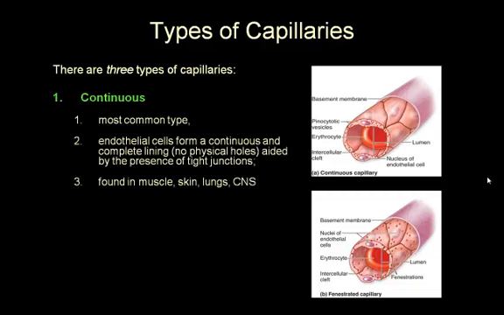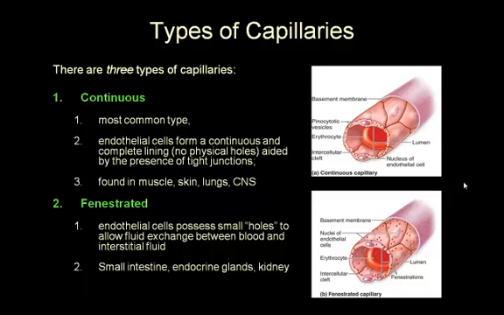Okay, if we look at the capillaries, there's actually 3 different types of capillaries. A little bit greater detail about the capillaries. There's a continuous capillary. These are the most common capillaries. The endothelial cells form a continuous and complete lining. So in essence, the pipe system is complete at this point. There are some tight junctions which allow the cells to crosstalk with one another. And these continuous capillaries are found in the muscle, the skin, the lungs, and throughout the central nervous system.